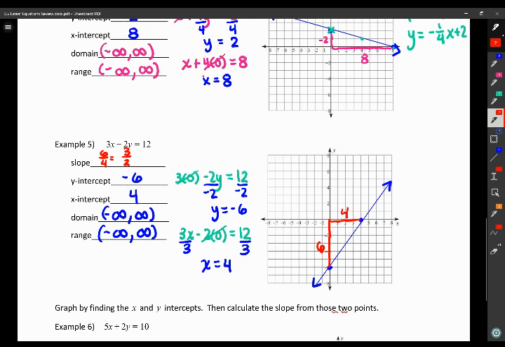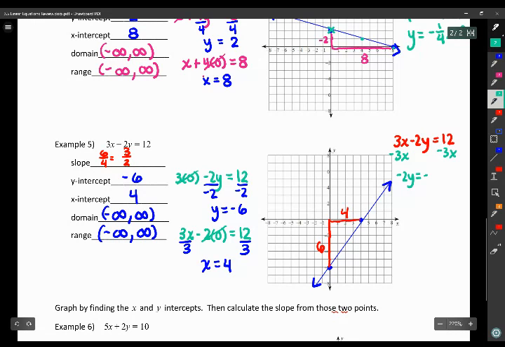So if I take my equation over here to the side, one way to find the slope is just to count it, so rise over run. Another idea is I can take my equation and solve it for y. And so if I solve it for y, I would subtract 3x from both sides. I get negative 2y is equal to negative 3x plus 12. And then I would divide by negative 2.